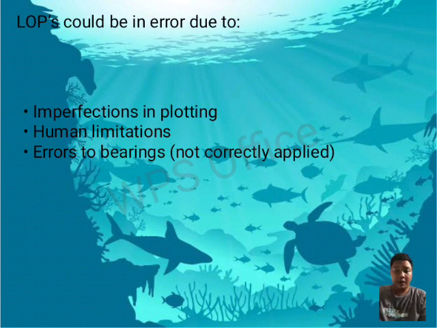So an LOP could have an error due to imperfection in plotting, human limitation, error in bearing, or being incorrectly applied. So there are 7 methods of obtaining a fix. First, cross bearing. Cross bearing is the bearing of two or more objects taken from the same place and therefore crossing each other at the position of the observer.